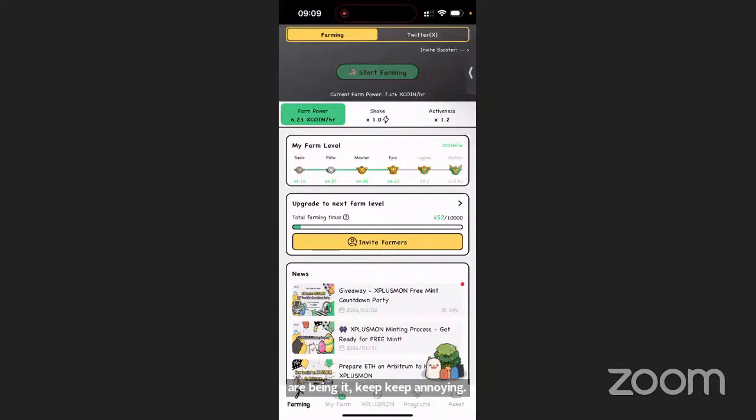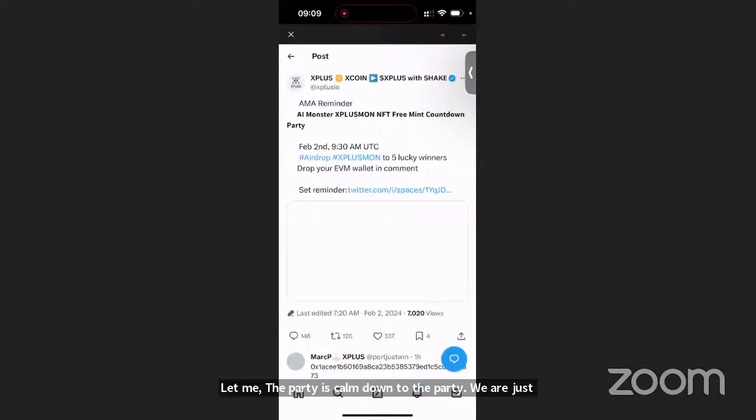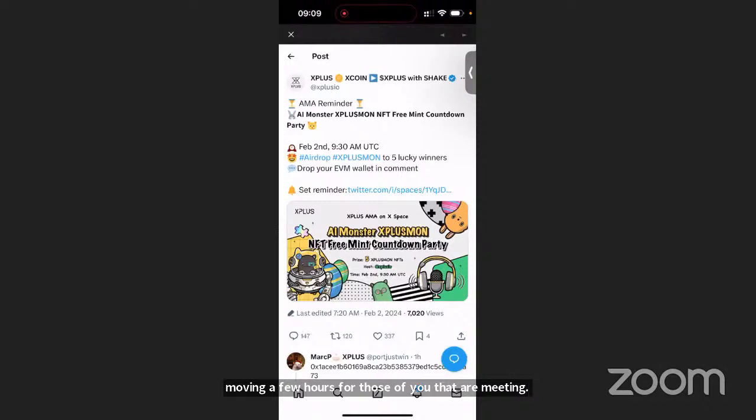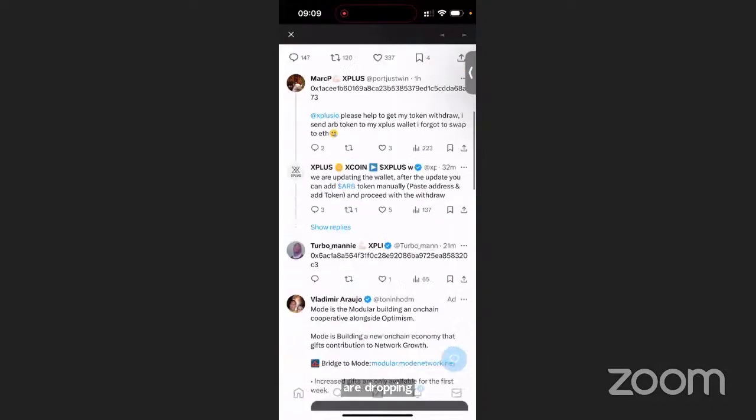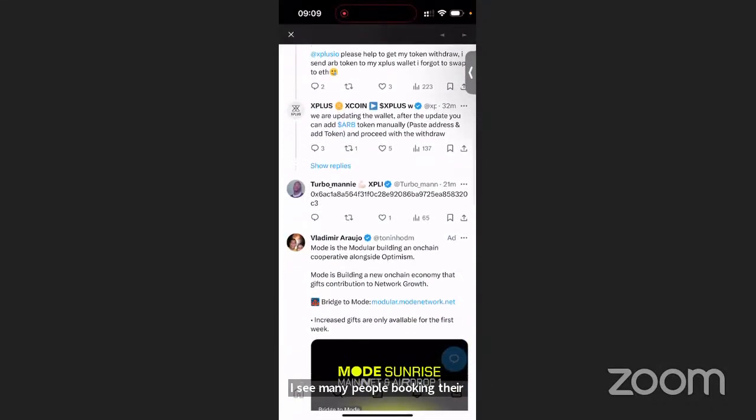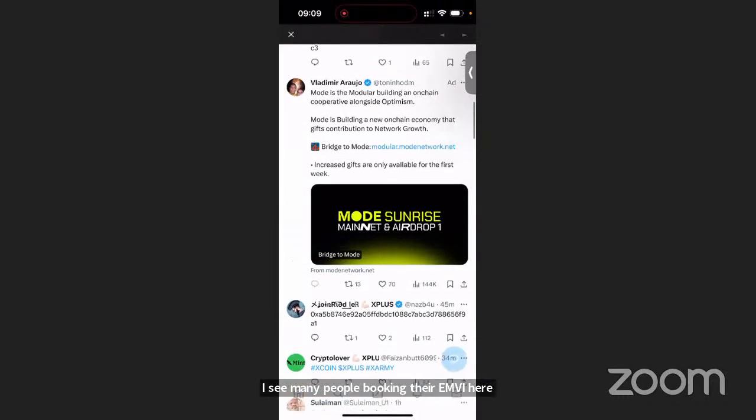The countdown to the party. We are just a few hours away. On the 2nd of February, the airdrop is out, and they are going to give out X Plus Moon. The party is going to start, and we're going to be getting NFTs free, and we could sell them. I see many people dropping their EVM wallets here, and they're happy.